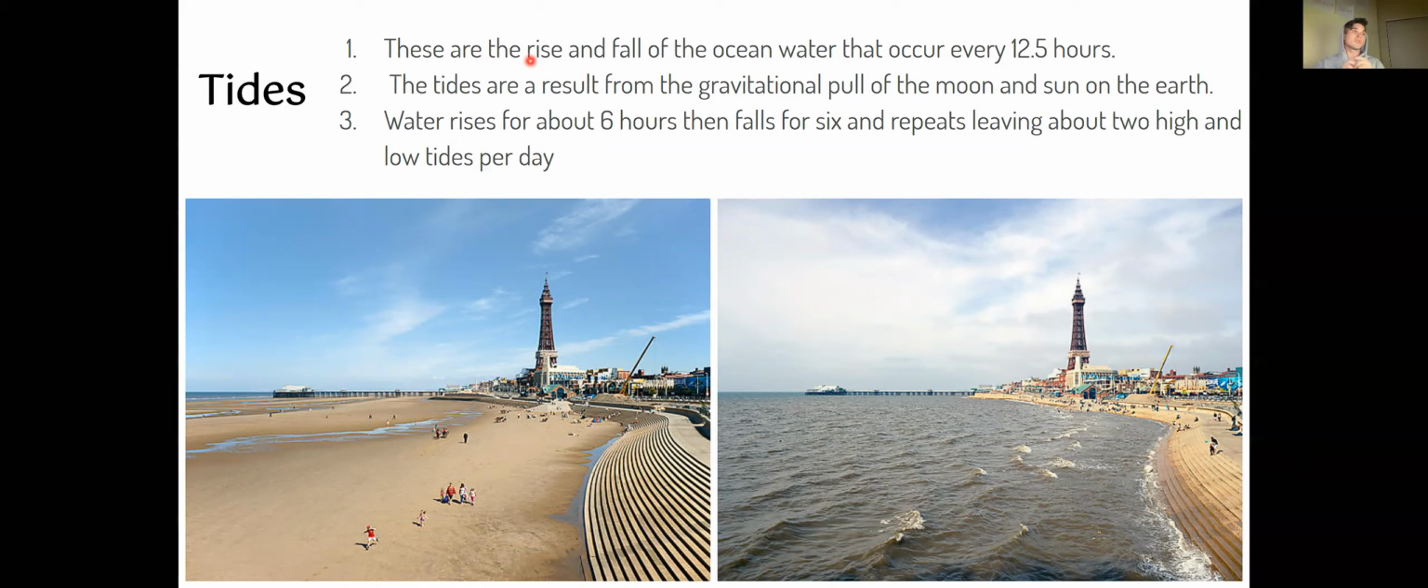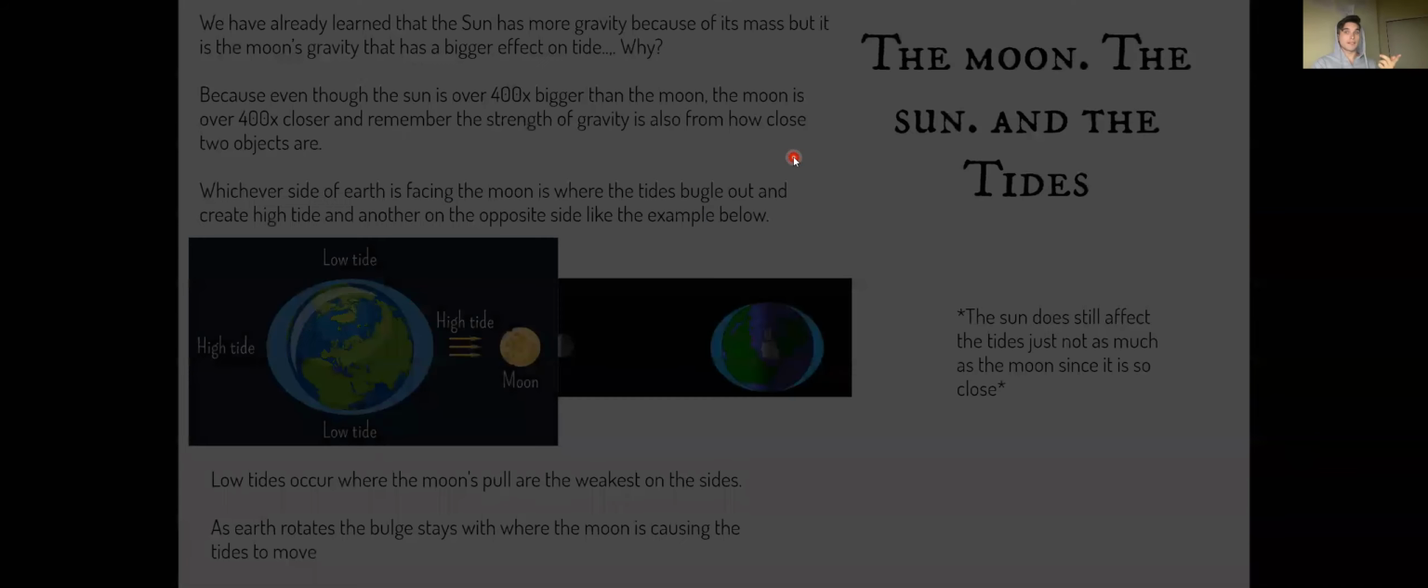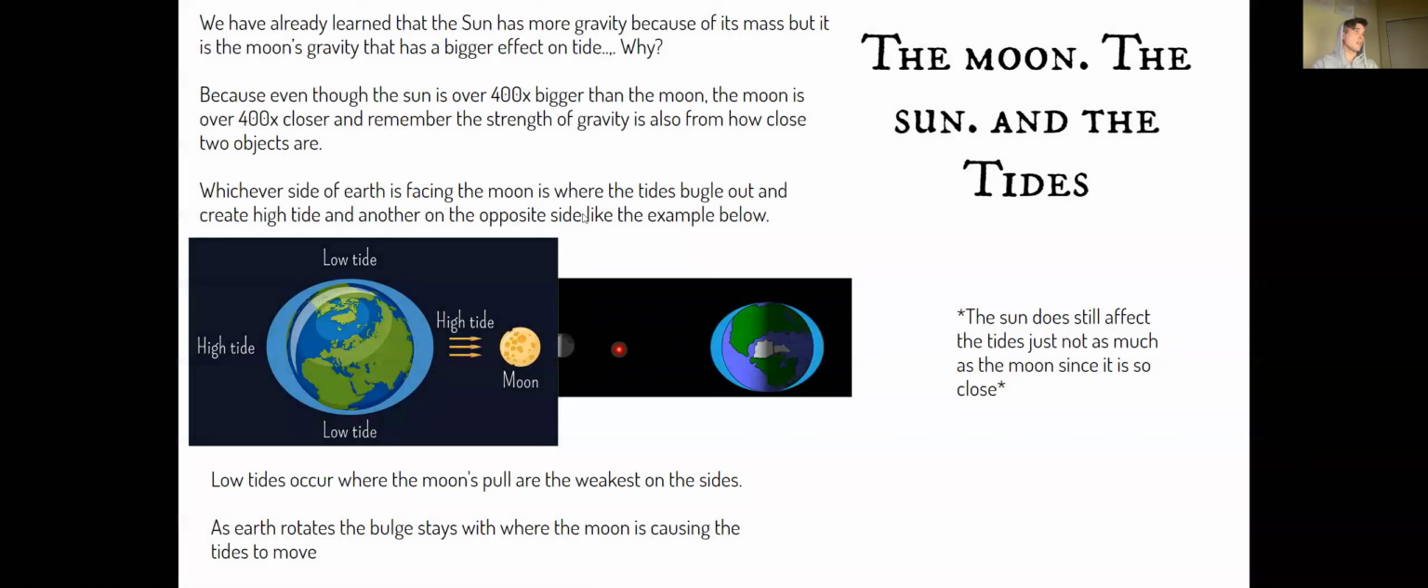The tides are a result of the gravitational pull of the moon and the sun, all right? The sun and the moon, they both do it. That was a picture of significant high and low tides. So we already learned, this is stuff from last week, hopefully you paid attention, that the sun has a ton of gravity because it has a lot of mass. But the moon's gravity has a much more prominent effect on our tides.